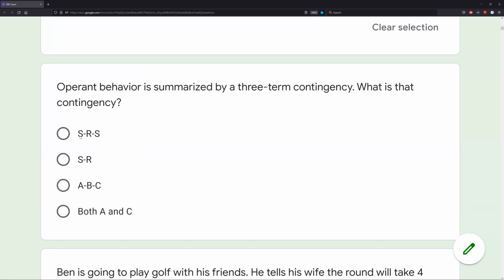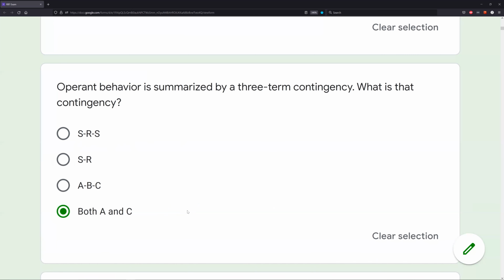Stimulus is the antecedent. The response is the behavior. The stimulus here is going to be your consequence. SR is what we talked about earlier, the respondent conditioning, which you don't need to worry about, just stimulus response. When we talk about a three-term contingency, we're talking about SRS or ABC. So our answer is going to be both A and C.